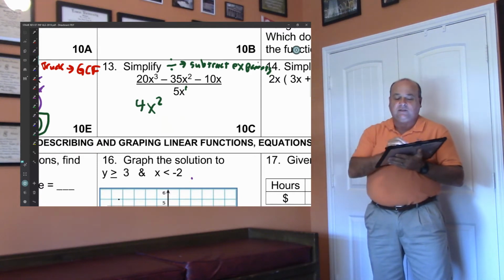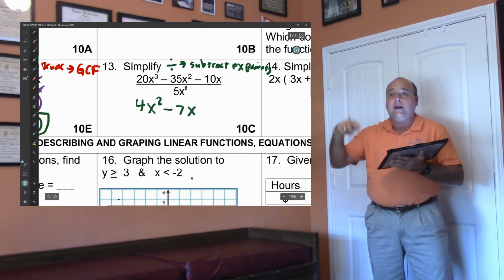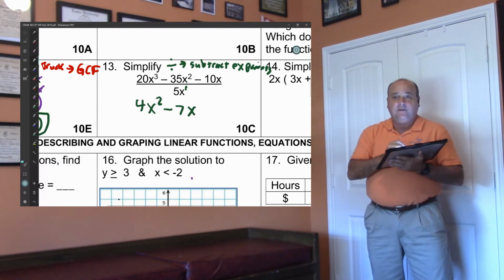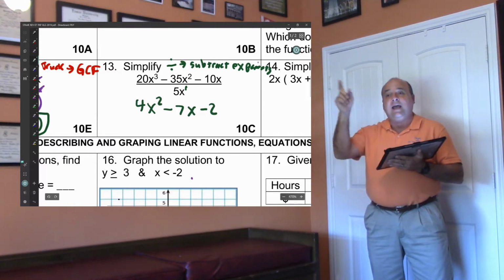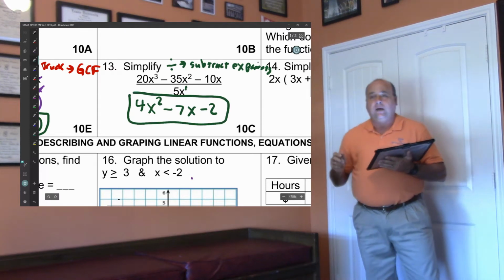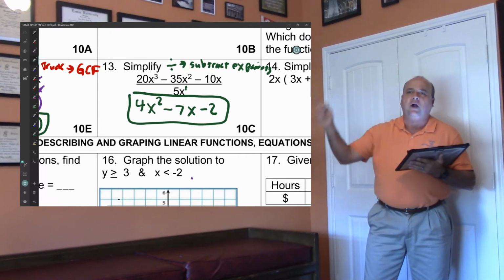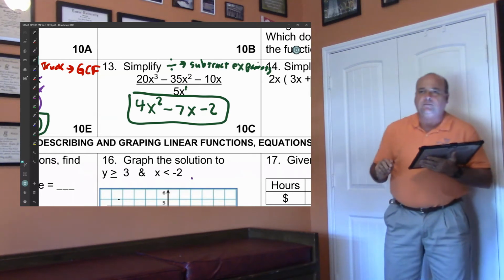Let's repeat the process. A negative divided by a positive is a negative. 35 divided by 5 is 7. I have an x in both of them. And 2 minus 1 is 1. I do not put the 1, do I? Let's go to the next set. A negative divided by a positive is a negative. 10 divided by 5 is 2. The x's would cancel out, right? So this would be my answer. 4x squared minus 7x minus 2. Remember, you are repeating the process of sign, number, letter, exponent. And when you divide, you subtract the exponents.